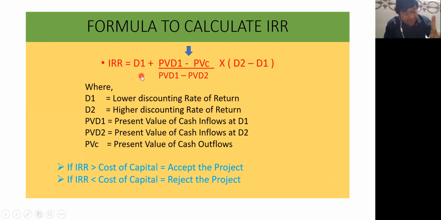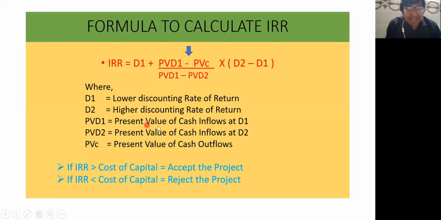IRR is equal to D1 plus (PVD1 minus PVC) divided by (PVD1 minus PVD2), into (D2 minus D1). I'll explain what these are. D1 is the lower discounting rate, and D2 is the higher discounting rate. Both rates will be given in the question. Don't worry. Like D1 is 10%, so D2 will be given as 12%, meaning more than 10%. It could be 11, 12, 13, 14, 15, whatever.